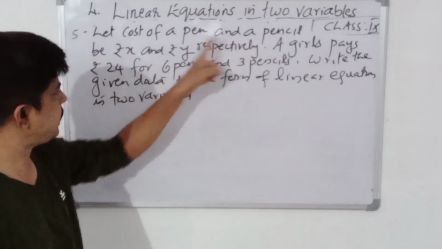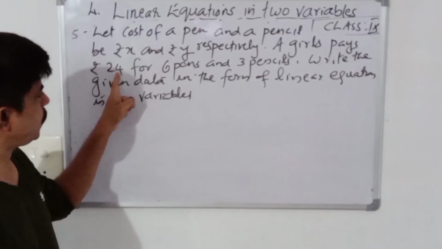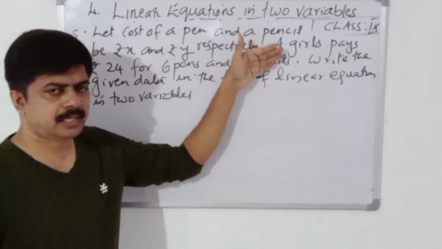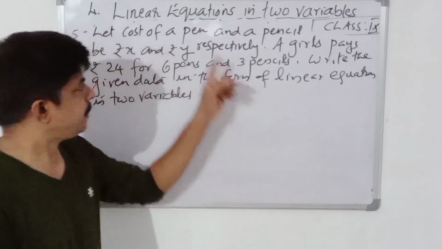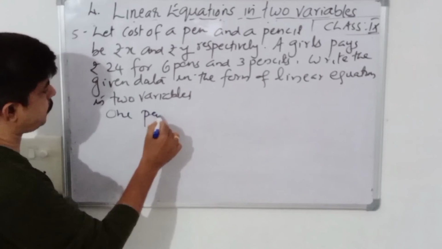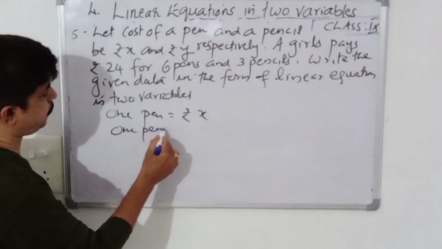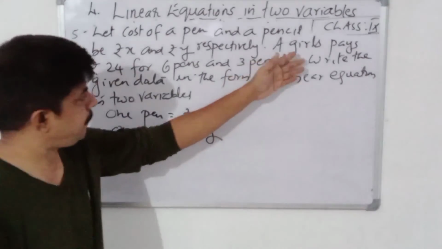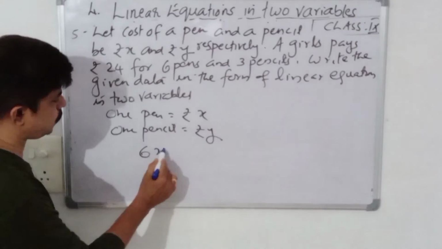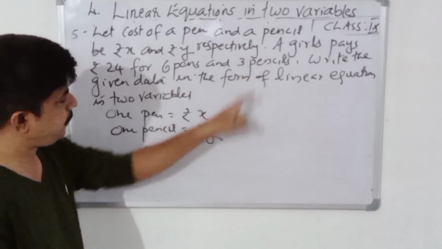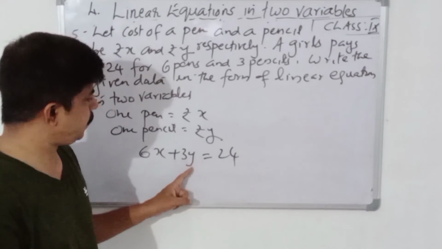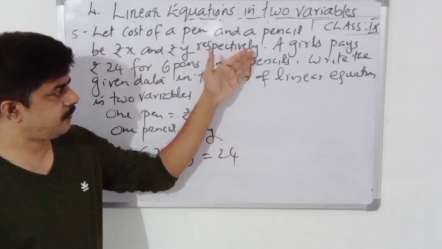Let the cost of a pen and a pencil be rupees x and y respectively. A girl pays rupees 24 for 6 pens and 3 pencils. Write the given data in the form of a linear equation in two variables. We are already given that one pen costs x rupees and one pencil costs y rupees. The girl pays rupees 24 total cost. She purchased 6 pens, so she has to pay 6x rupees. She purchased 3 pencils, so it is 3y. Therefore the total cost is rupees 24. Therefore 6x plus 3y is equal to 24 is the equation for the given data.